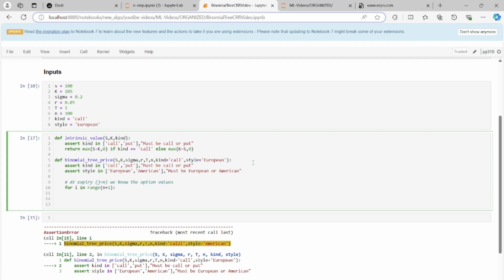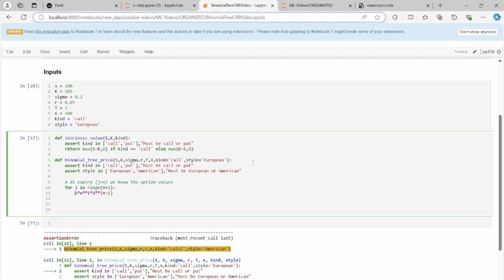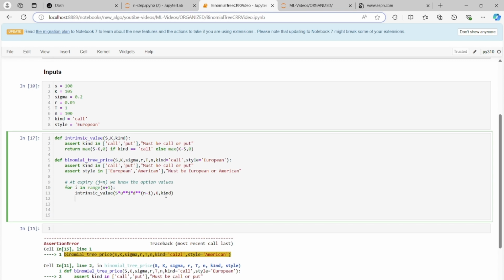So the stock price can be S times u to the i times d to the n minus i, like this. That's the stock price, and we need intrinsic. We need to call intrinsic value of the stock price and the strike K. So this should probably work. And then I had a kind thing here, call or put. Okay, so great. So this should give us our intrinsic value.